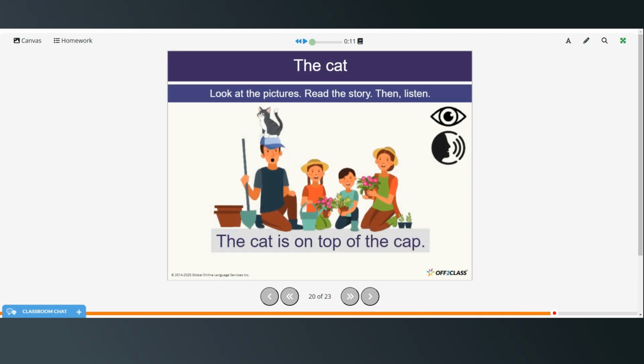All right, now look at the pictures and tell the story, and then listen to check your pronunciation.